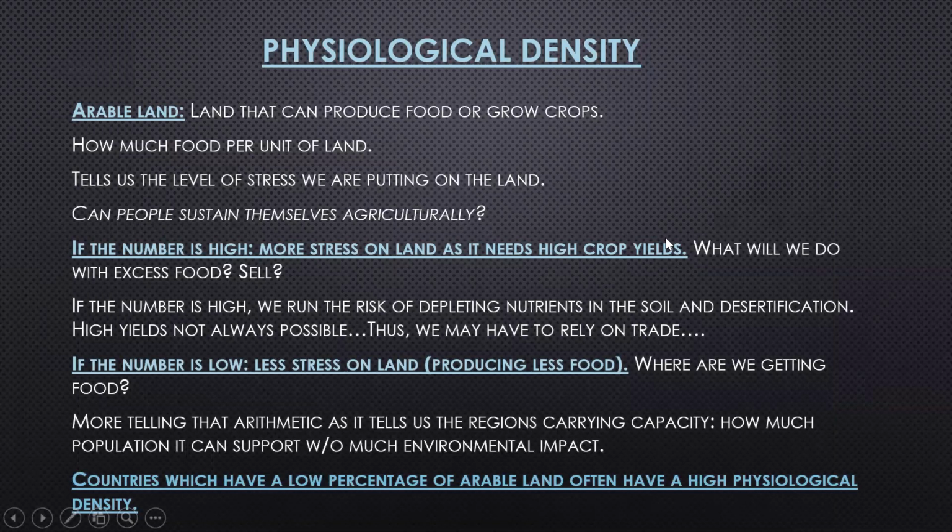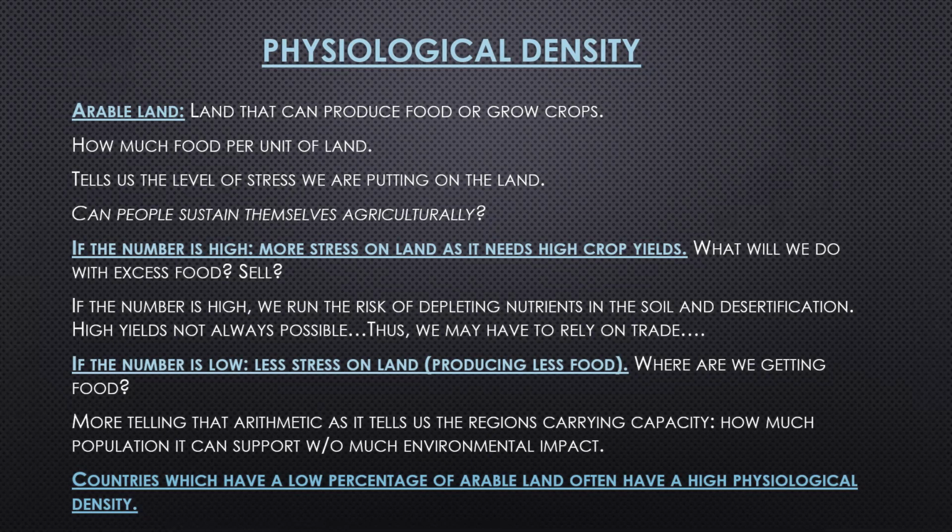Next up, we've got physiological density. Physiological density is, again, population divided by arable land. And arable land is land that can produce food or grow crops. So basically, how much food per unit of land. Physiological density is a little bit more revealing than arithmetic because it tells us the level of stress we're putting on the land.